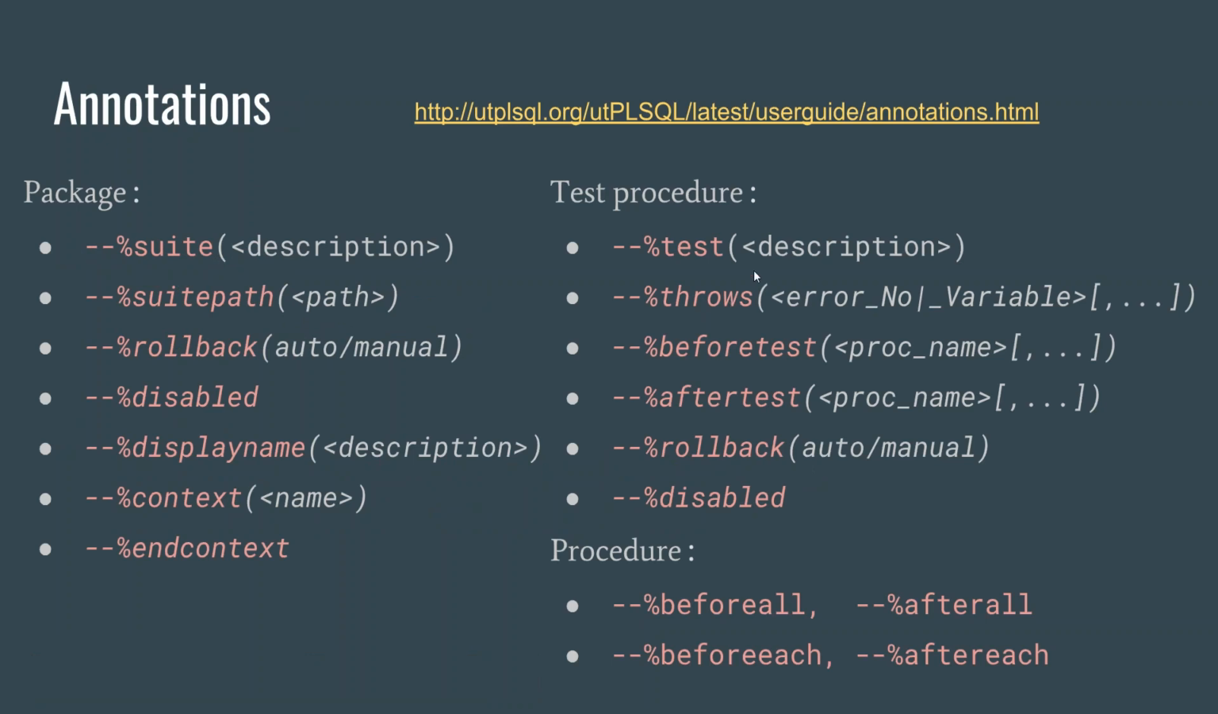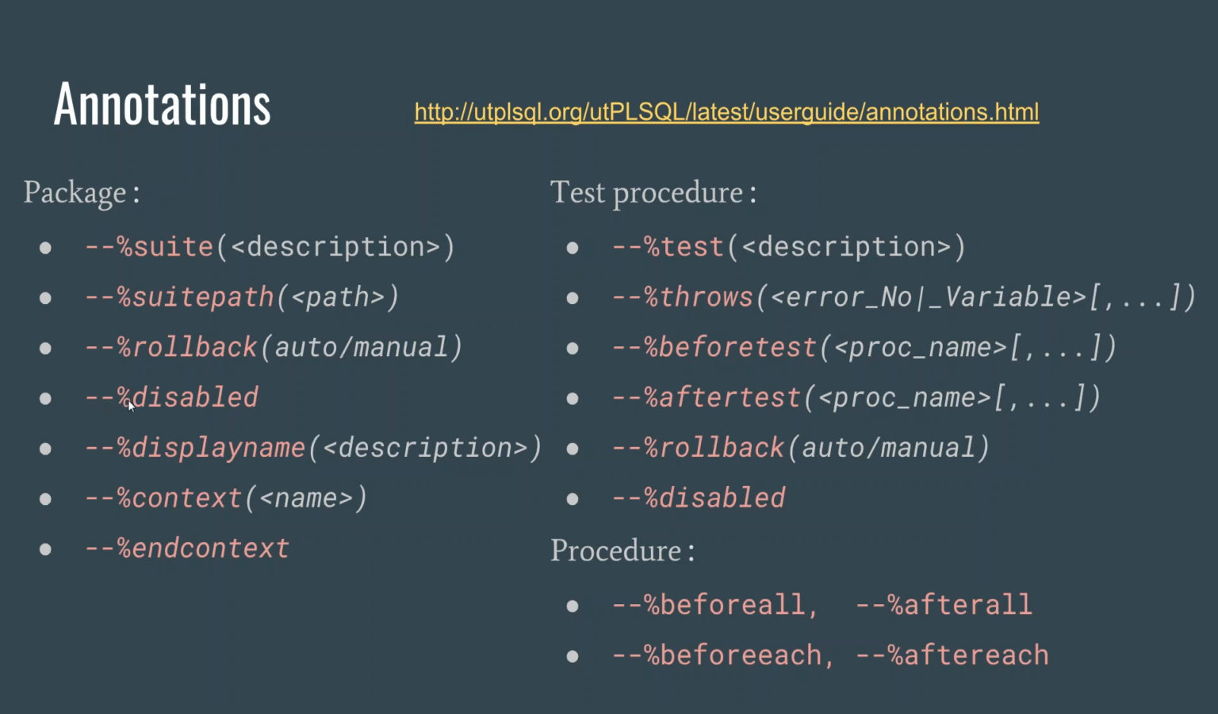About annotations, there is nice documentation in our user guide, so you can have a look at that. There are two types of annotations: package level annotations and procedure level annotations. The test, as I showed you in the example, is the procedure level annotation. It is associated with a procedure, and package level annotation is associated with a package. It's worth noting that those are there, and they actually impact the behavior of your tests.